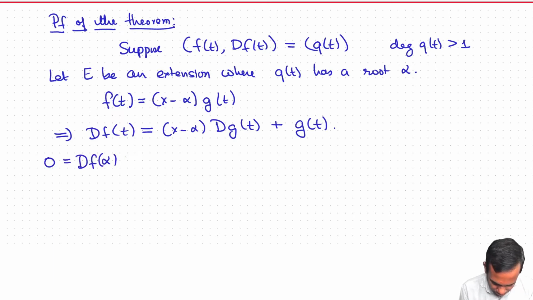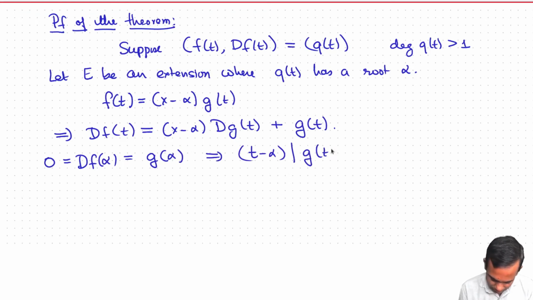But if I substitute alpha here, alpha minus alpha becomes 0, so I get g of alpha, which implies that t minus alpha in fact divides g(t), because g of alpha is 0. So together with this, f(t) equals... so t minus alpha divides g(t), so I can write g(t) as t minus alpha times h(t) for some polynomial.